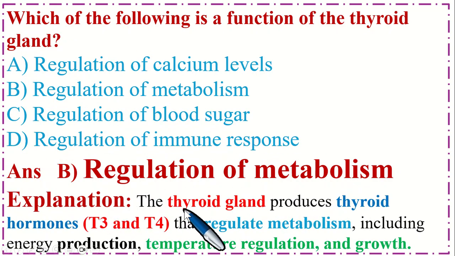Explanation: the thyroid gland produces thyroid hormones, T3 and T4, that regulate metabolism, including energy production, temperature regulation, and growth.